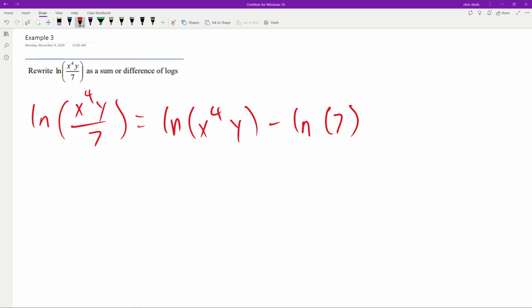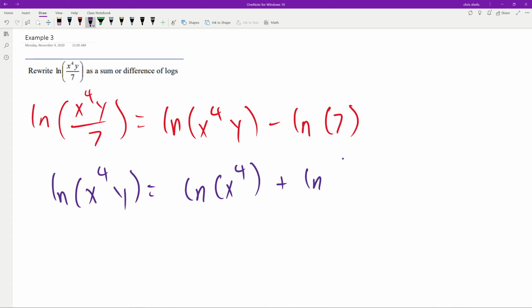Now, I can further break up this part, this natural log of x to the fourth y. Here, let me use a different color to show that this is a bit of a side note. Natural log of x to the fourth y. This is natural log of x to the fourth plus natural log of y. This is using our sum property.